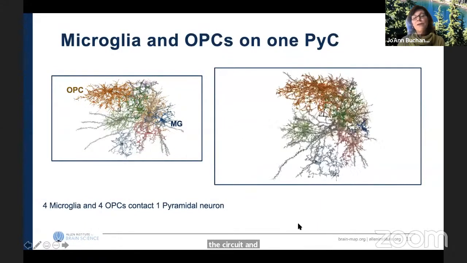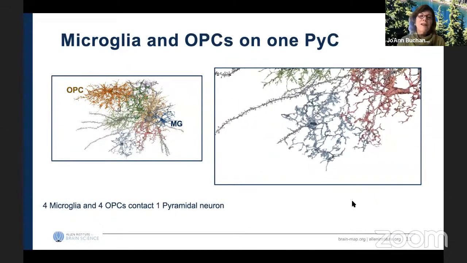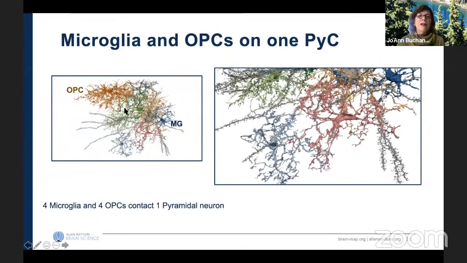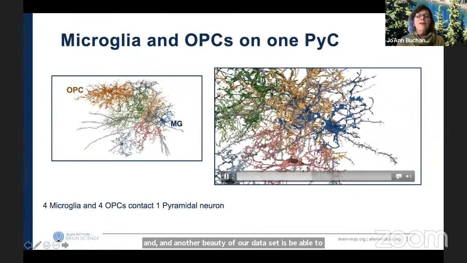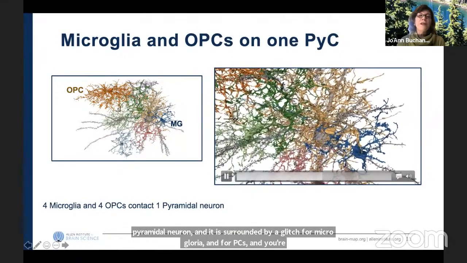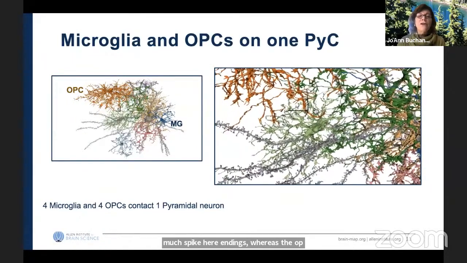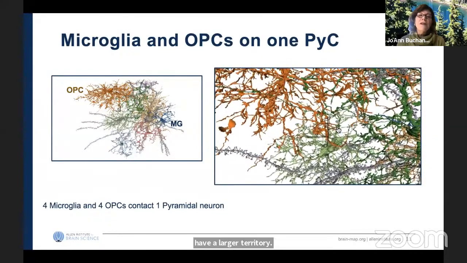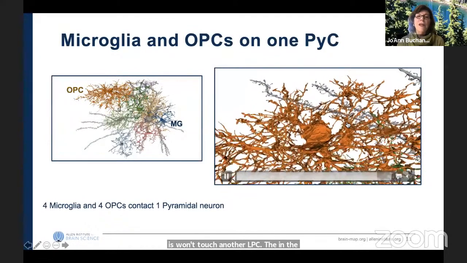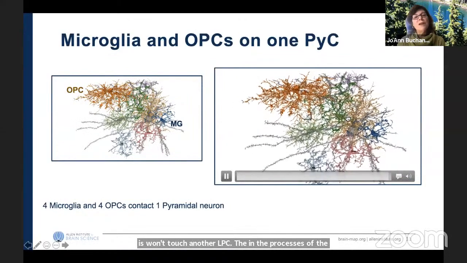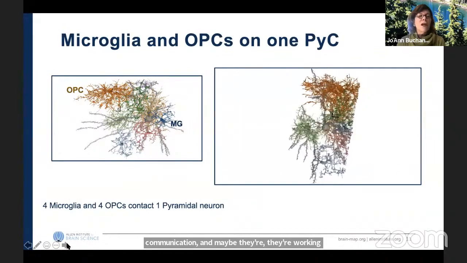I'd like to share this beautiful movie made by Forrest, and another beauty of our data set is being able to share data like this. What this is, is one pyramidal neuron, and it is surrounded by 8 glia, 4 microglia and 4 OPCs. And you're able to distinguish the microglia from the OPCs because the microglia are smaller and they also have much spikier endings, whereas the OPCs are larger, they have a larger territory. But what's interesting is that even though the OPCs won't touch another OPC, the processes of the microglia and the OPCs intermingle, suggesting that they may have some kind of communication, and maybe they're working together doing phagocytosis, but we don't really know.